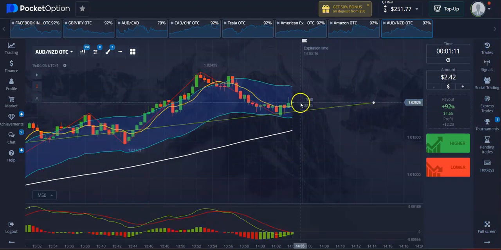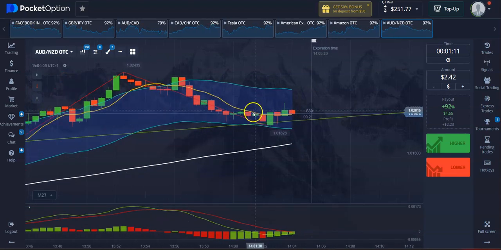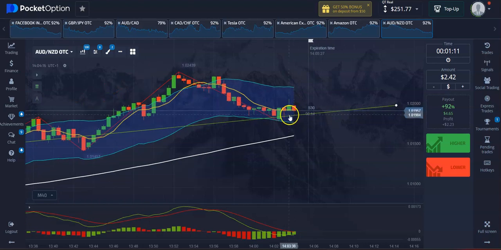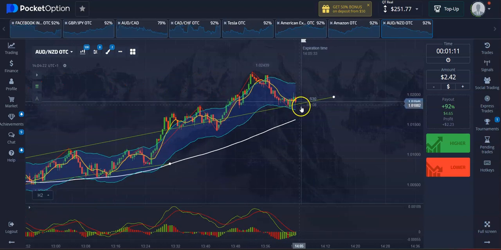The candles are not really strong. Okay, really weak candles, and we've got to pay attention to that as well. This one was good, but the rest of them are not really good, big candles. We got some red candle right there.